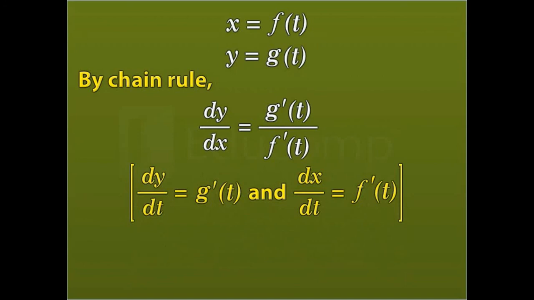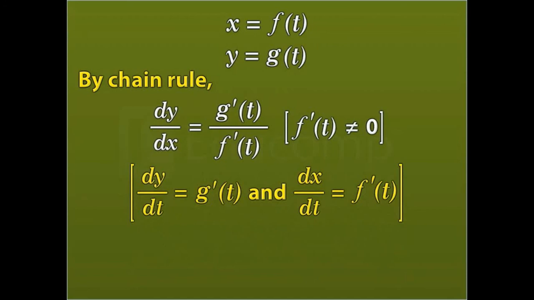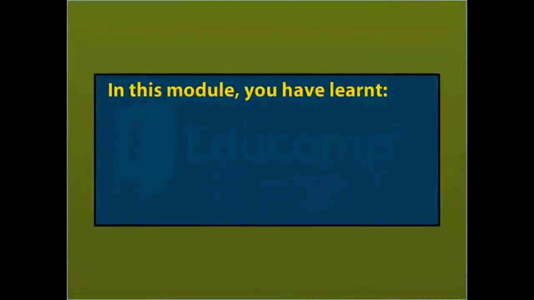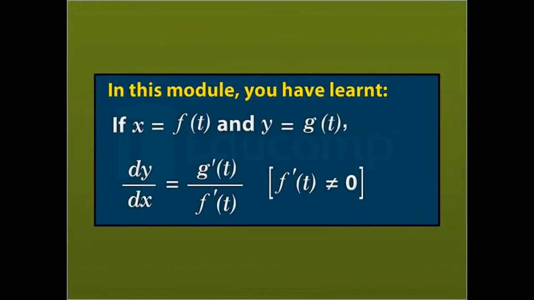Note that dy by dx is defined only if f prime t is not equal to 0. Also, dy by dx is always expressed in terms of a parameter without involving the variables x and y. In this module you have learnt, if x equals f of t and y equals g of t, the derivative of y with respect to x equals g prime t upon f prime t.